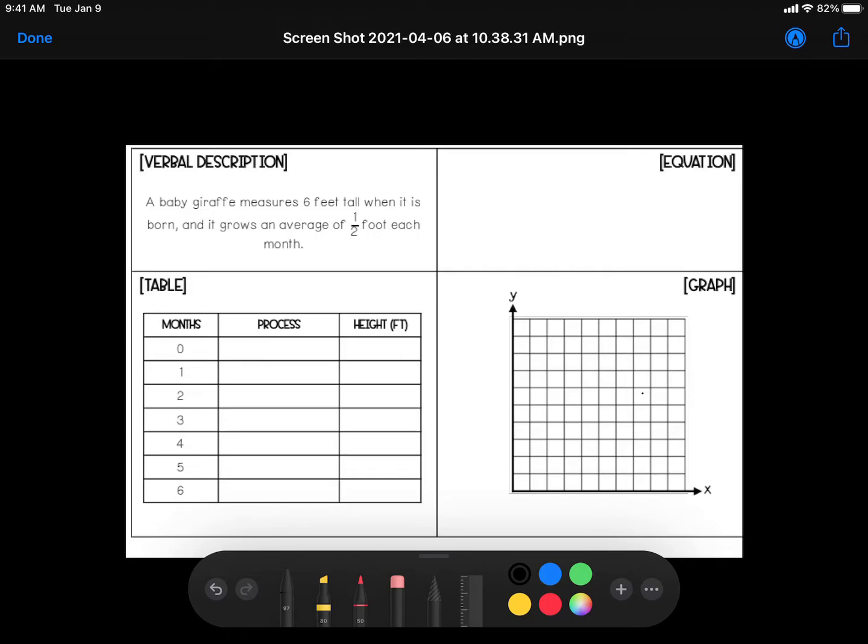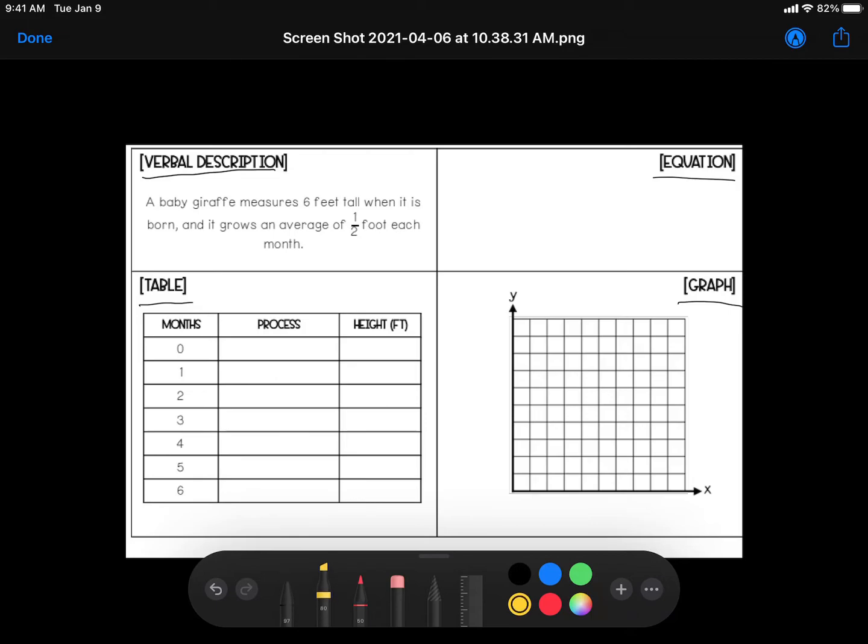All right, so we're talking about multiple representations, and there are four of them: verbal, the equation, the table, and the graph. We kind of talked about all of these, we worked with all of them. So now we're just putting it all together. Let's start with verbal first, and we'll work through all of it.